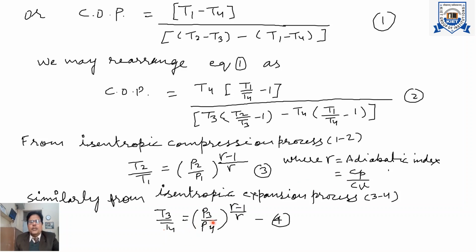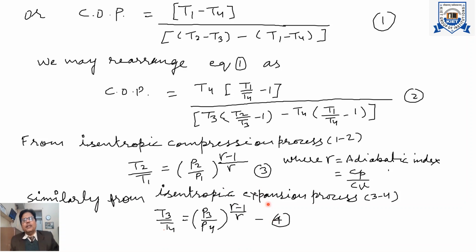Similarly, for the isentropic expansion process, T3 over T4 equals P3 over P4 raised to the power gamma minus 1 over gamma. That is equation number 4. If we compare equations 3 and 4, P2 over P1 is the highest pressure to the lowest pressure. Here also P3 over P4 is the highest pressure to the low pressure, because in this reverse Brayton cycle, P2 equals P3 and low pressure P1 equals P4.